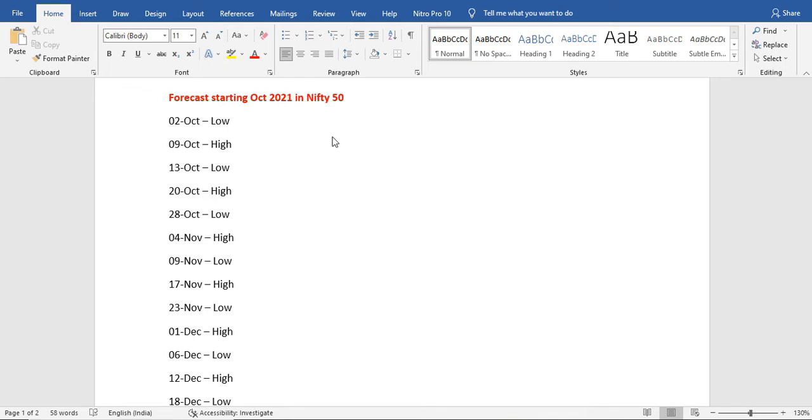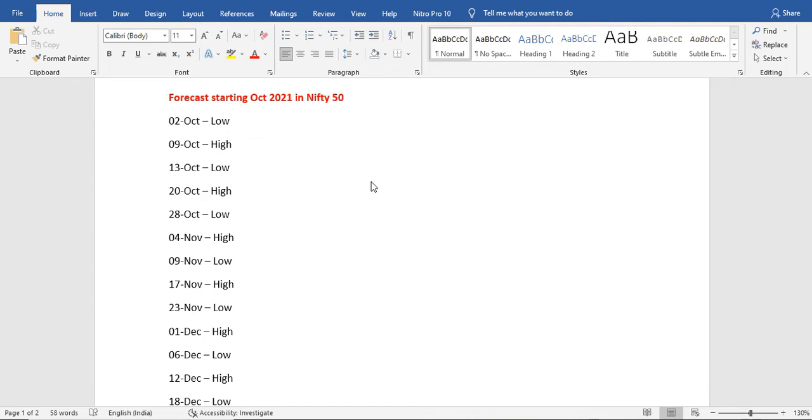As you can see, I have a forecast here starting October 2021 listed in Nifty 50. And I actually made this forecast in the month of January 2021. And you can forecast like this for the next 100 years also with the same accuracy.